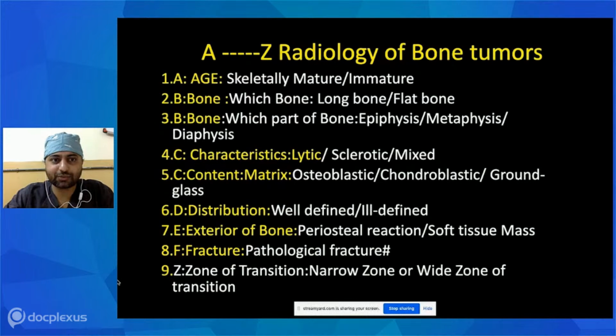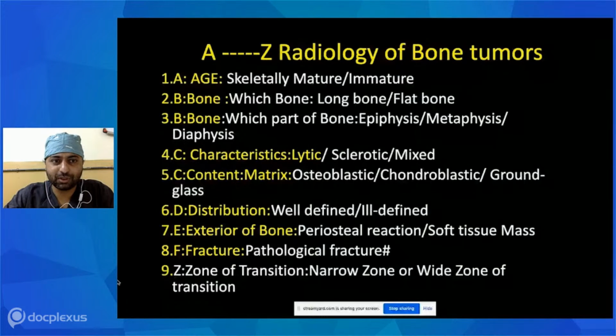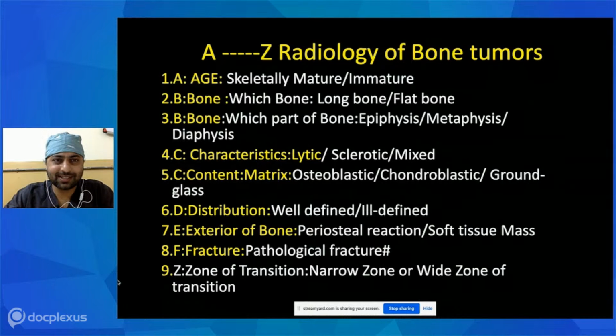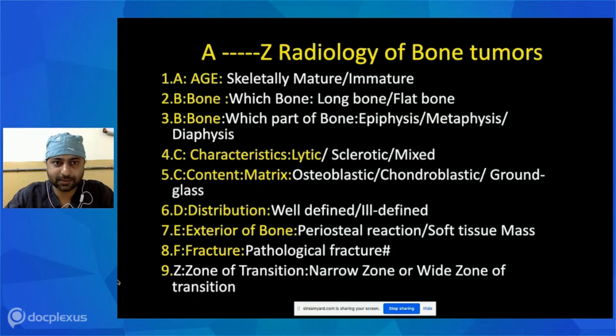So A is the age of the patient, that is skeletally mature or immature. B is the bone, which bone is involved, long bone or flat bone. B also, which part of the bone is involved, epiphysis, metaphysis or diaphysis. C is the characteristic, osteolytic, osteosclerotic or mixed lesion. C is also the content. D is distribution, whether it's a well-defined or ill-defined tumor. E is exterior of the bone, periosteal reaction. F is the fracture, and Z is zone of transition. So it's an easy mnemonic, A to Z, and we can use it in our busy clinical practice.